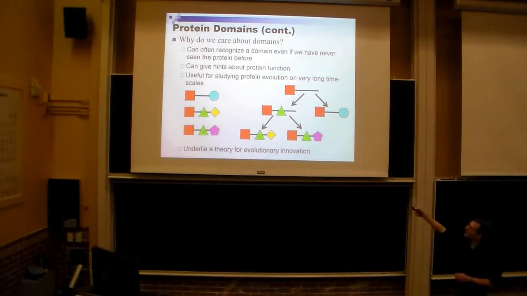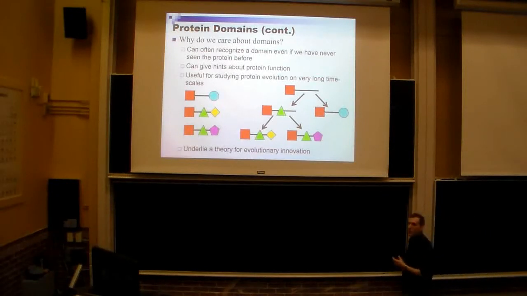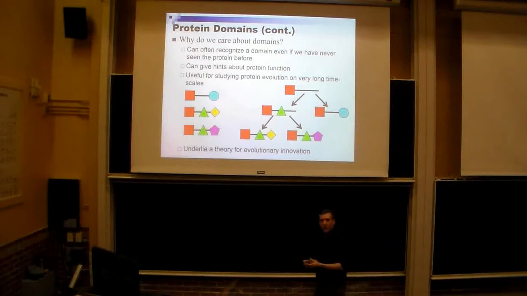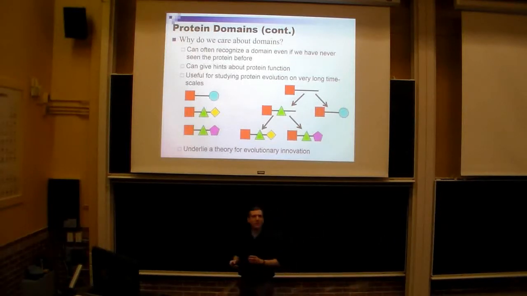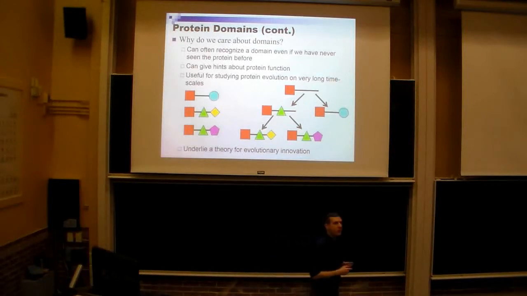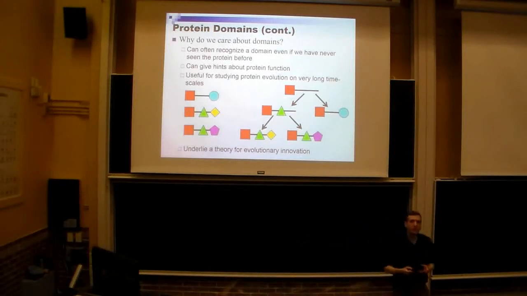And so that can give us a lot of information about a new protein we haven't had a chance to really study in depth experimentally yet. That can often give you hints about protein function. So of course, by recognizing the domains, you often can make a good educated guess about what those pieces of protein are doing, and that can often lead to at least reasonable hypotheses about what the protein as a whole is doing.